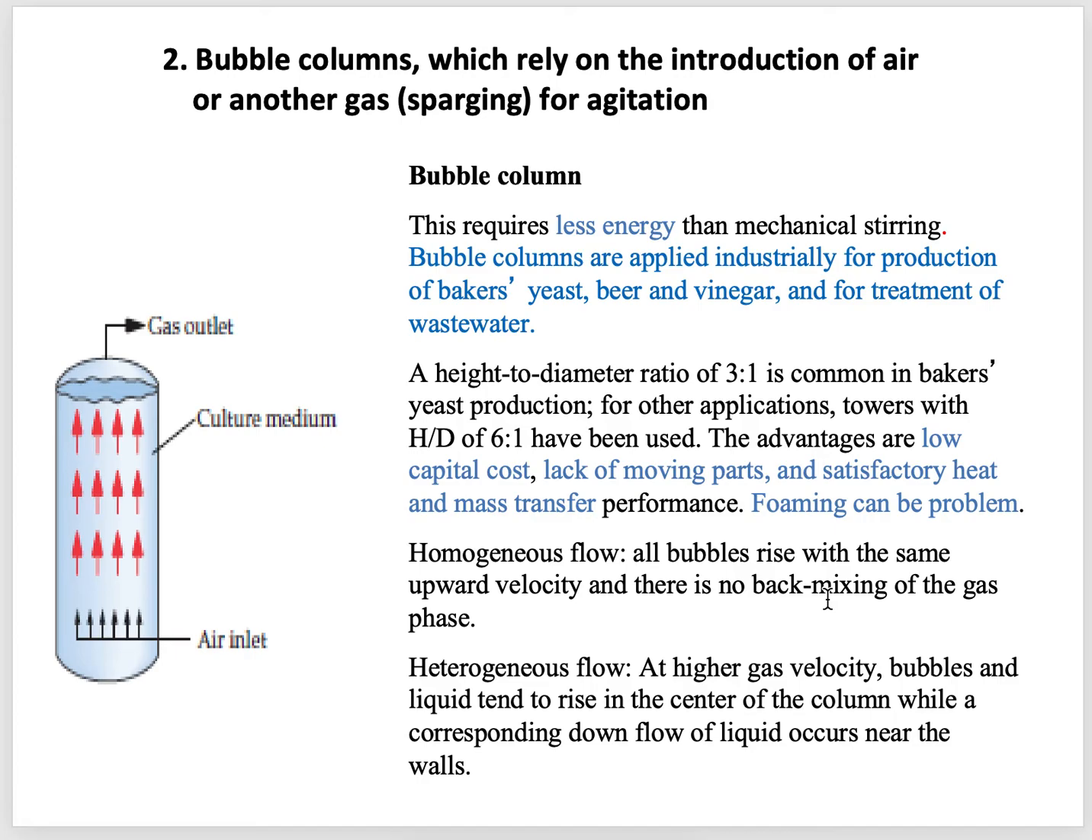In contrast, in case of heterogeneous flow, at a higher gas velocity, bubbles and liquid tend to rise in the center of the column, while a corresponding downflow of liquid occurs near the walls. As we inject the air at high velocity, that means with high pressure, at the center the bubbles go upward with high velocity or force. This high upward force creates a downflow near the wall of the bioreactor. Basically, they move this way, this and then this. It creates a back mixing.